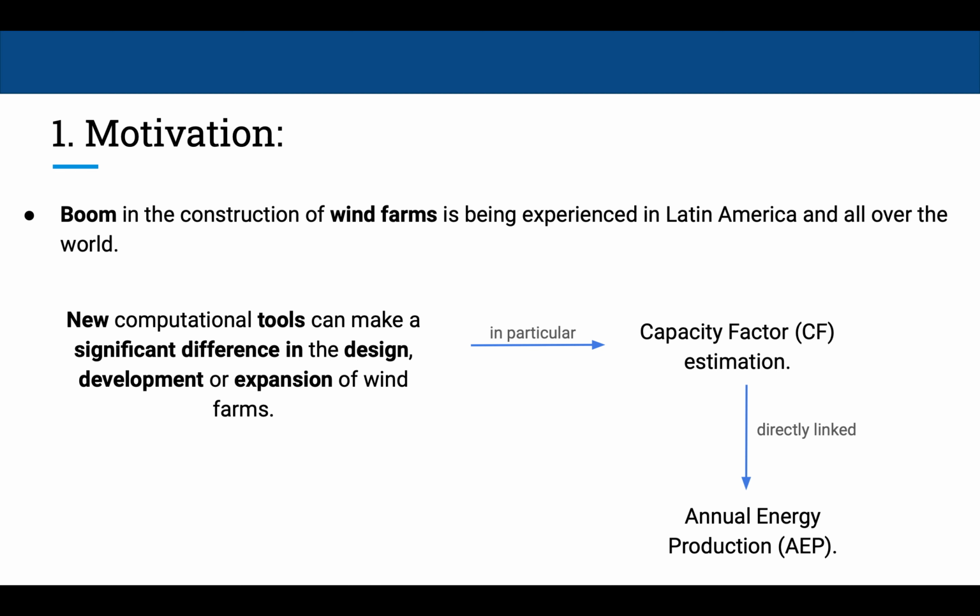As you know, there is a boom in the construction of wind farms experienced in Latin America and all around the world. New computational tools can make a significant difference in the design, development, or expansion of wind farms, in particular in the estimation of the capacity factor, which is directly linked to the annual energy production. So by using these tools, we can improve the estimation of the capacity factor.